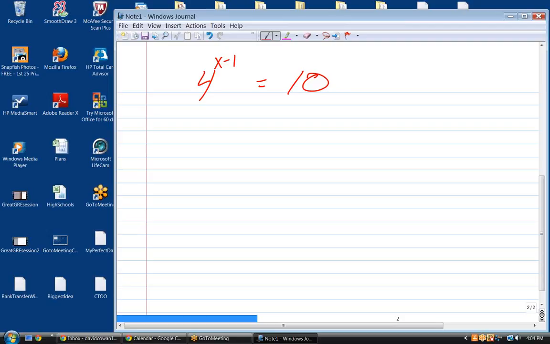Okay. This is not an algebraic expression. I can't solve it algebraically. I have to invoke logs to solve this.